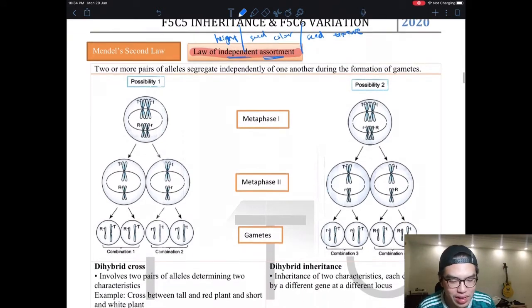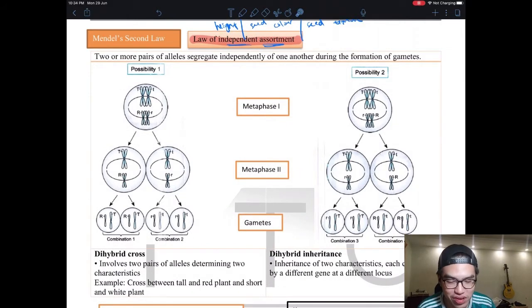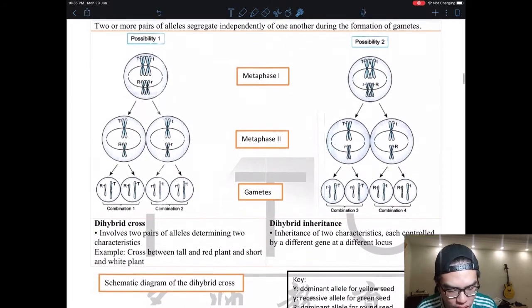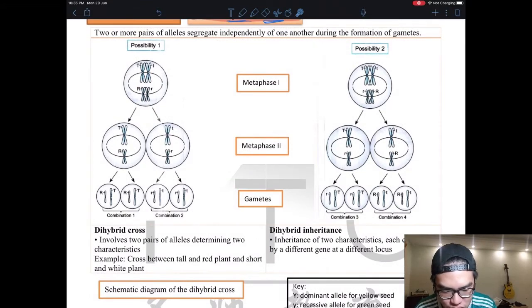Here he used 2 characteristics, so it will get a bit more complicated. So 2 or more pairs of alleles segregate independently of one another during formation of gametes. Can you see? Segregate independently. It means they're not dependent on each other. So possibility 1. Now let's say I use height gene and seed texture. This is what he did. This is the tall gene, short gene. Big R is round seed, small r is wrinkled seed. So when he sorts them, this is what meiosis does.